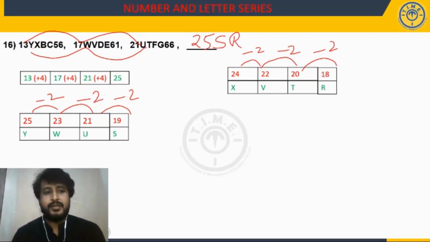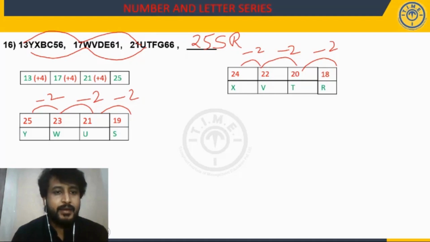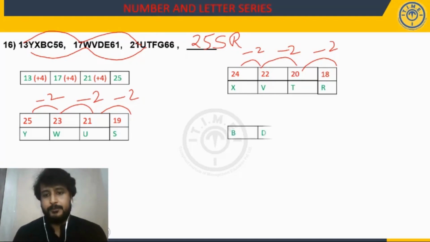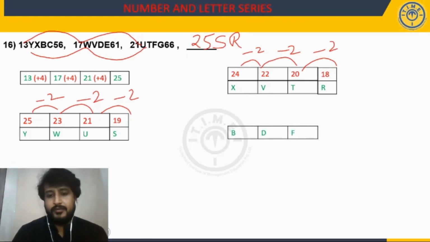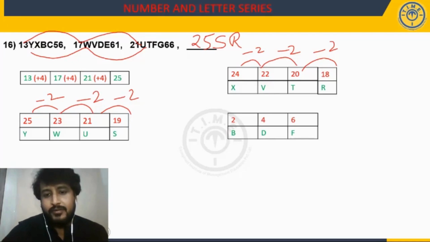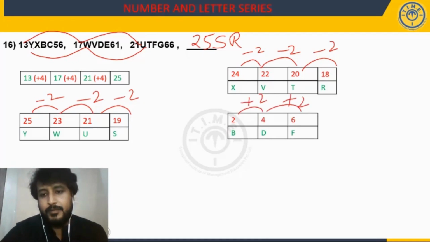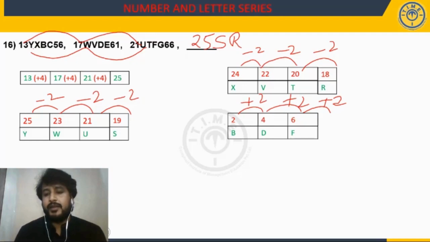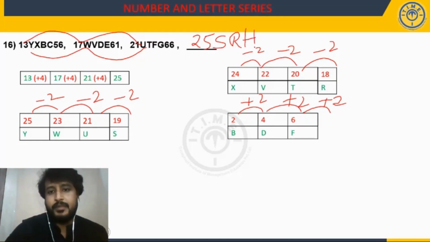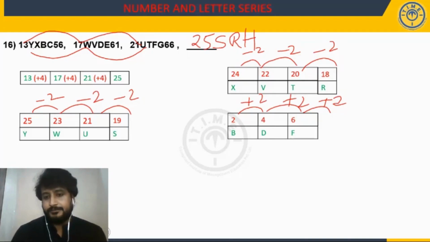Now identify the logic in the third elements also. Now fourth element. What are the fourth elements? B, D, F. Place values, B place value 2, D place value 4, F place value 6. And what is the logic? Plus 2 and plus 2. Again will be plus 2. 6 plus 2, 8. Which letter place value is 8? H place value is 8. So 25 S R H.